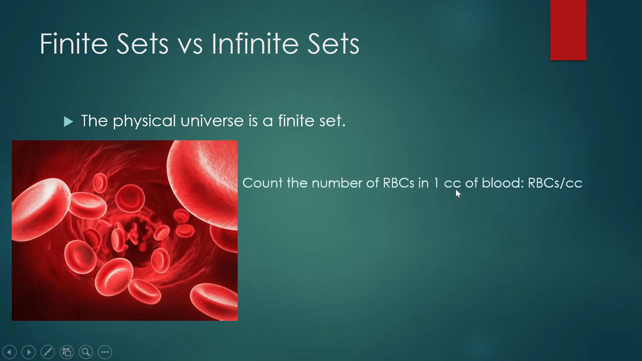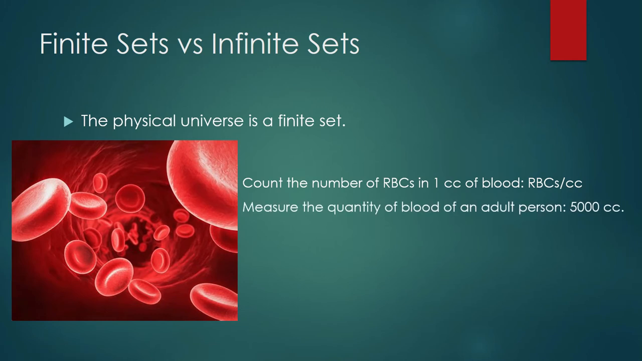We will get 1 cubic centimeter of your blood. Can you imagine 1 cubic centimeter? Think of a dice, the dice that we used to play with when we were kids. So say, for example, it's 1 cubic centimeter. We can count the number of red blood cells in 1 cubic centimeter of blood. So that is our symbol, the number of RBCs per cubic centimeter.